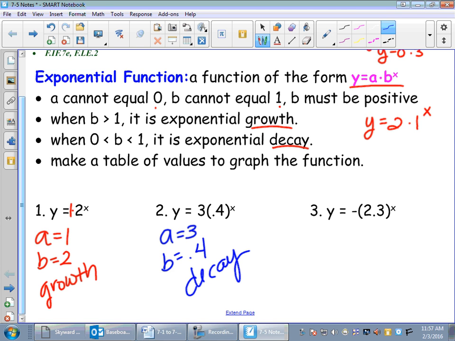And the third equation here, my a value is -1. There's a -1 out in front there. My b value is 2.3. Now, because 2.3, even though it's a decimal or a fraction or whatever it is, it's still greater than 1, so it still represents growth.